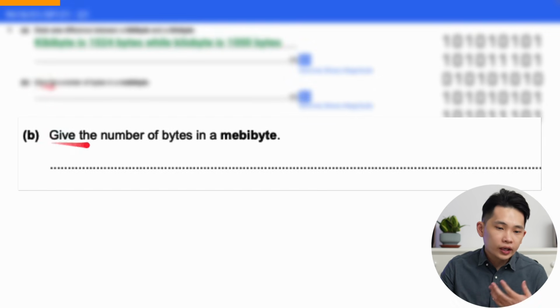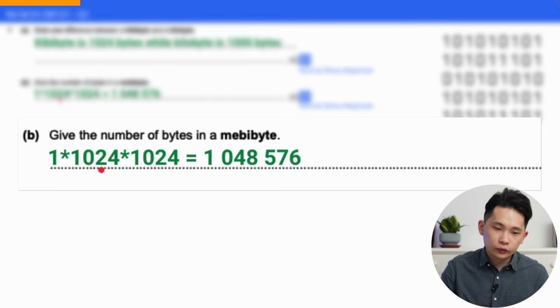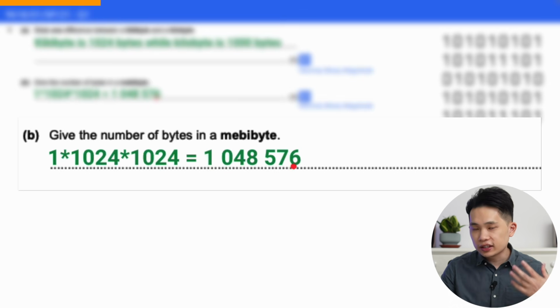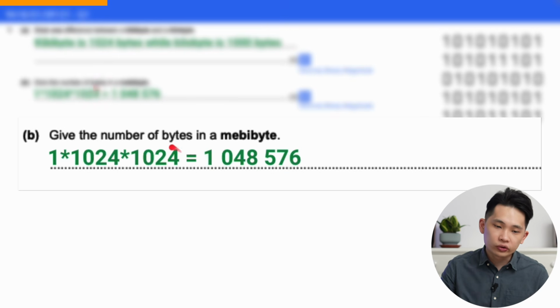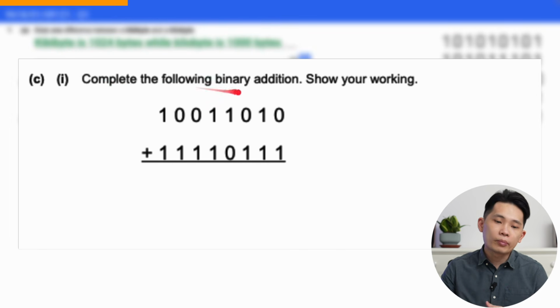Next, give the number of bytes in a mebibyte. This is quite an easy question here. We can just use 1 times 1024 times 1024, which is equal to 1048576. Definitely, let's say this is your actual exam, you can just put this number here, 1048576.